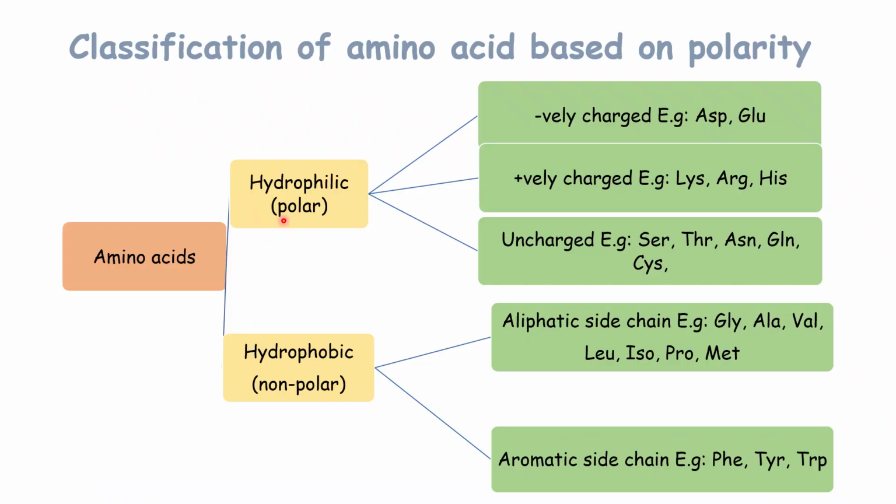Classification overall is also based on polar and non-polar nature. Polar means charged particles, non-polar means not having any charge, whereas here the negatively charged are aspartic and glutamic acid.